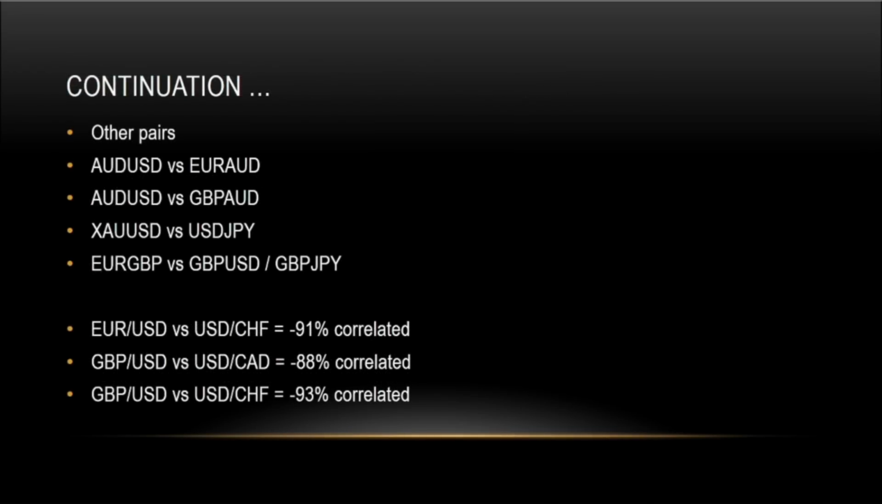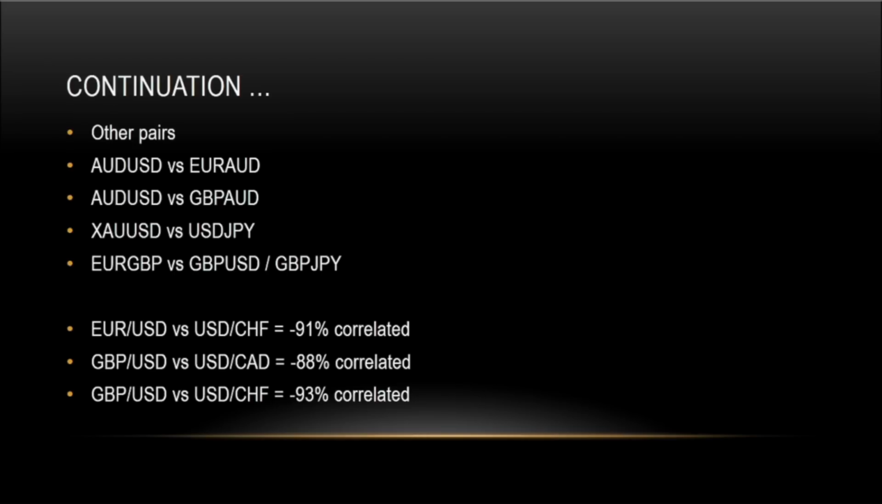So this is the continuation. Other pairs that can be seen as negatively correlated are Euro USD and Euro AUD, AUD USD and GBP AUD, XAU USD and USD JPY, Euro GBP, or GBP USD and GBP JPY. So those are the pairs that can be viewed as negatively correlated. You have your percentages there, which show you how these pairs can be seen as sometimes negatively correlated.